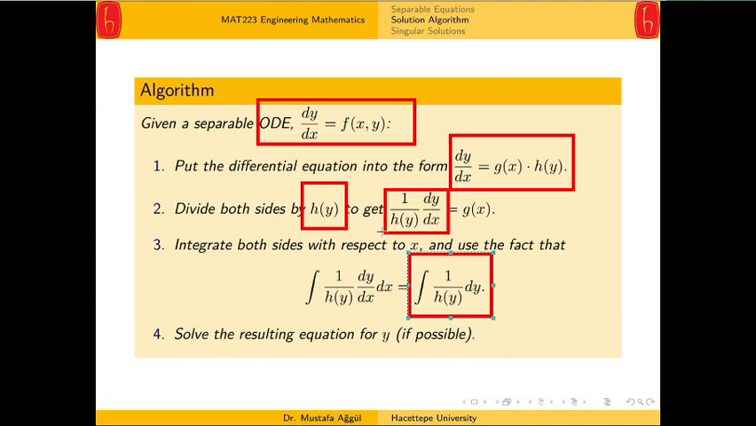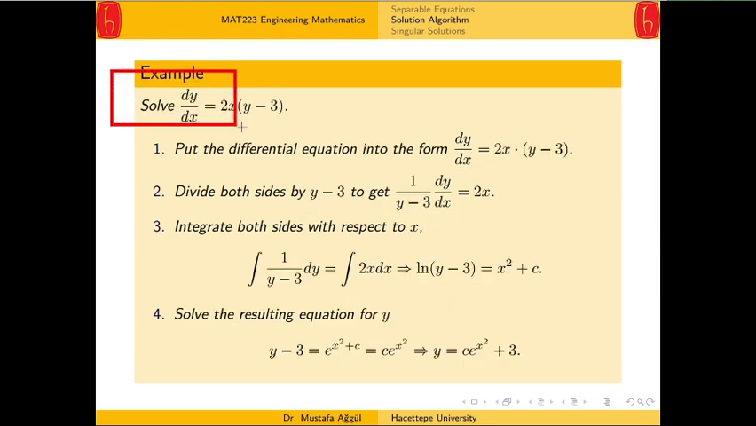Once we take the integrals on both sides, we need to solve the resulting equation for y if this is possible, because in some implicit cases, we cannot solve for y, we cannot separate or eliminate other terms from y. So this is if possible.